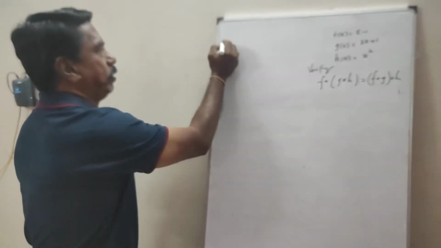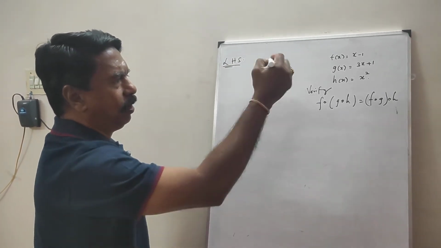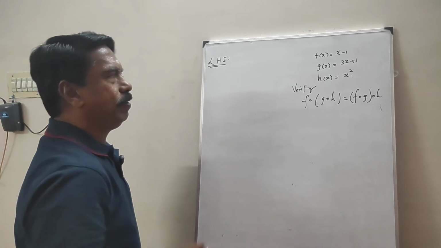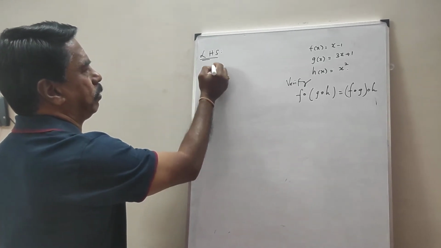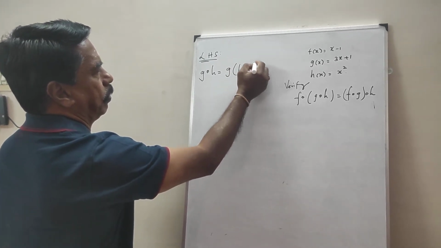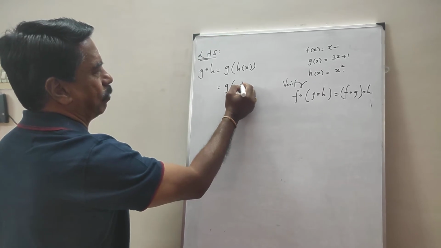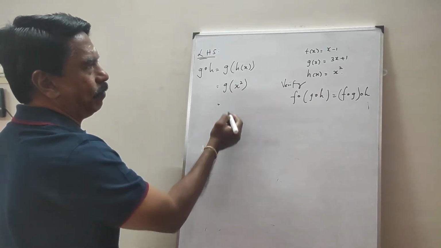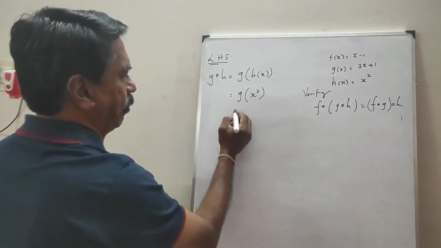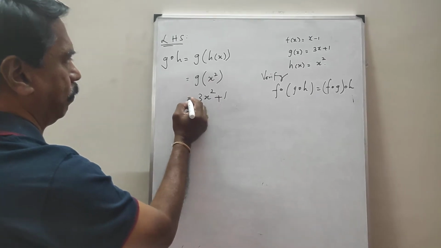We start with the LHS, very simple. If you follow the steps, you can easily complete. What is inside the bracket is g∘h. First, to find g∘h, that is g of h of x. That is g of, what is h of x? It is x squared. Now it is g of x squared. In g of x squared, replace x by x squared in the function g, you get 3x squared plus 1.